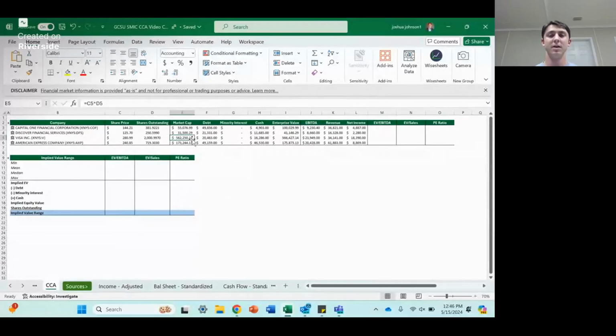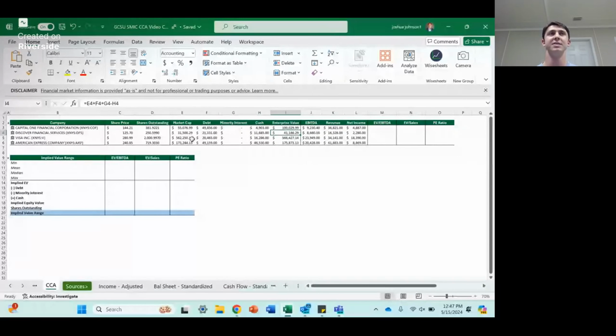So now that we have the data, we have each company's market capitalization, then we found each company's debt, taken from the balance sheet as short-term debt plus long-term debt. Minority interest, for all these companies, is at 0. Cash is found on the current assets portion of the balance sheet. And then enterprise value is taken as market capitalization plus debt plus minority interest minus cash. And that gets you your enterprise value.